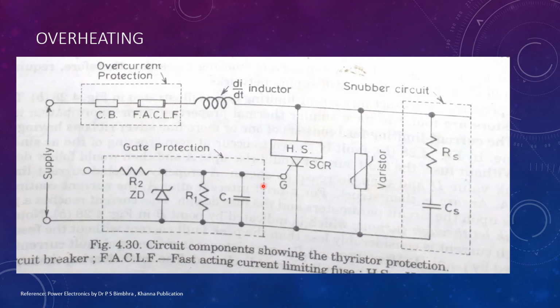To protect an SCR from overheating, a heat sink is connected to the SCR so that heat can be easily dissipated from the SCR.